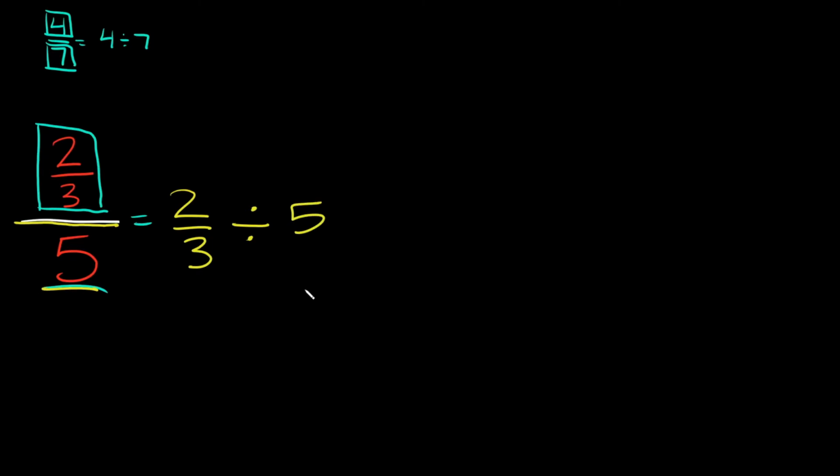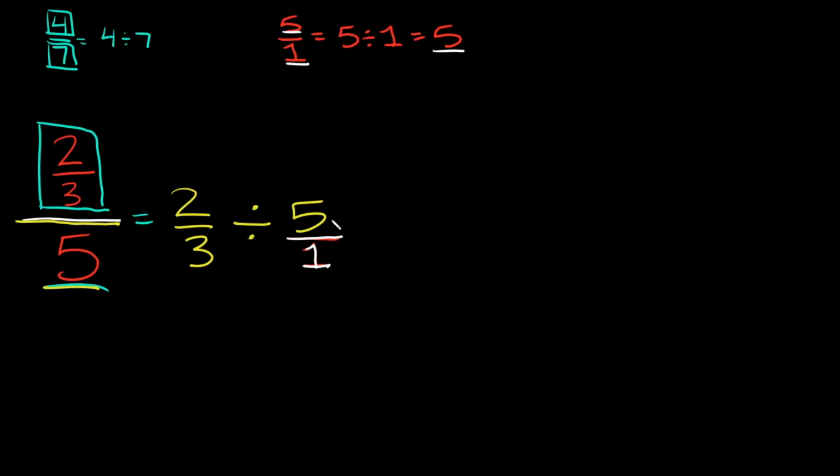Okay, now we're almost done rewriting this problem. One last thing we have to do is write 5 as a fraction. So how can we do that? Well, if you ever want to write a whole number as a fraction, just put it over 1, okay? And why do you do that? Well, 5/1 is the same thing as 5 divided by 1, right? And what's 5 divided by 1? Well, it's just 5, right? So when we put 5/1, we're not changing its value. It's still just 5, okay? So that's why we put it over 1. Okay, so now we have 2/3 divided by 5/1.